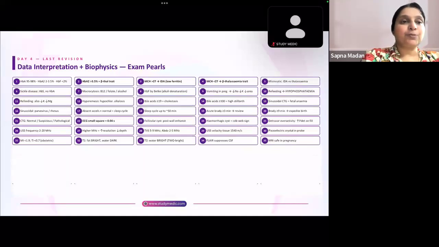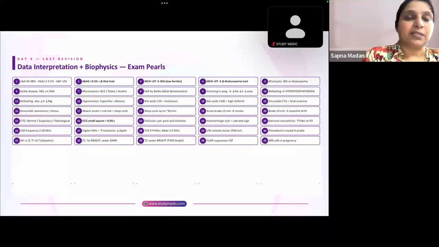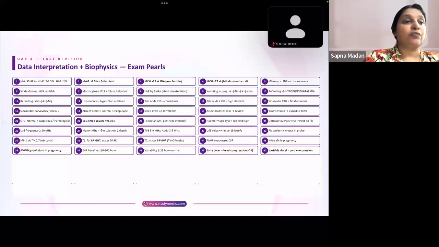T1, fat is bright, water is dark. T2, water is bright. FLAIR will suppress the CSF. MRI is safe in pregnancy as it doesn't involve any radiation, but avoid gadolinium in pregnancy.